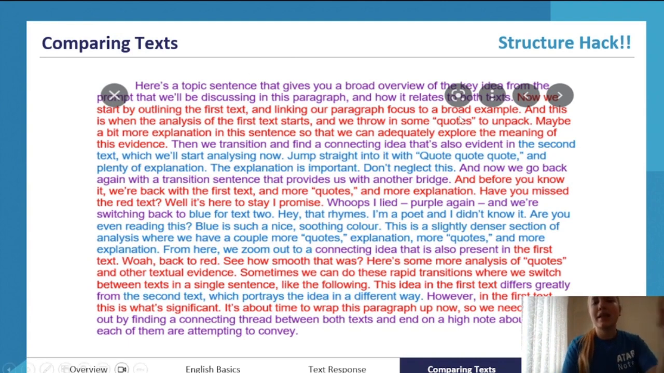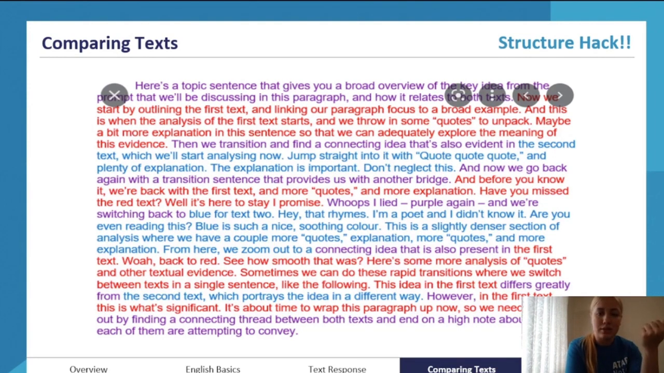Start with a topic sentence that gives you a broad overview of the key idea from the prompt that you'll be discussing in the paragraph, how it relates to both texts, similar or different. Then you start by outlining the first text and linking your paragraph focus to a broad example. This is when the analysis of the first text starts because you already have a quote or example, and you throw in those quotes to unpack your idea. You need a bit more explanation in the sentence so that you can adequately explore the meaning of the evidence you've just introduced.